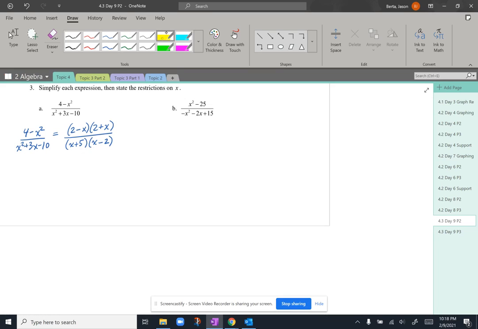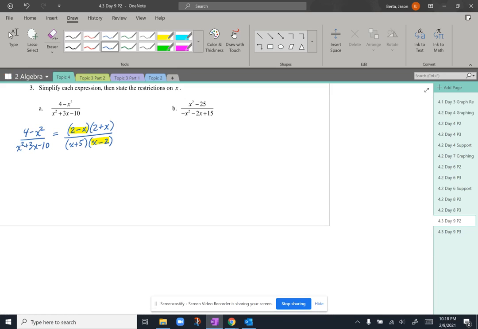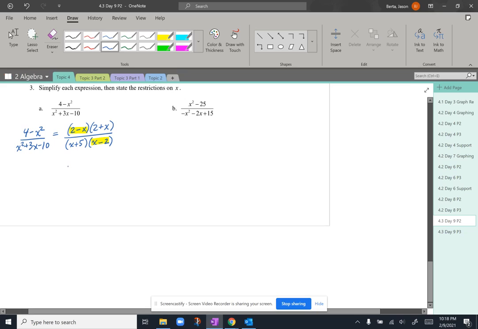Now, one of the interesting things about this problem is that I see kind of reverse factors here. So one of the things we can change here, we can recognize that 2 minus x is equal to negative 1 times x minus 2. So we can use that to our advantage. I'm going to rewrite 2 minus x as negative 1 times x minus 2. Okay, and I'm going to keep the 2 plus x. I'm just going to reverse the order and write it as x plus 2. It's more traditional to write it that way, with the x first. We've got our x plus 5 and our x minus 2.